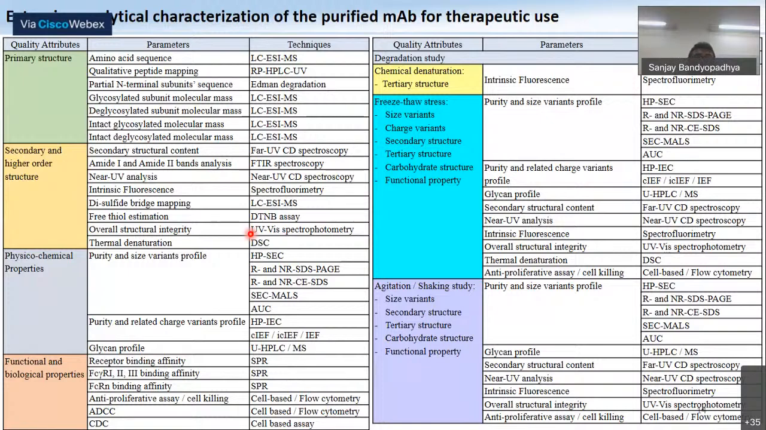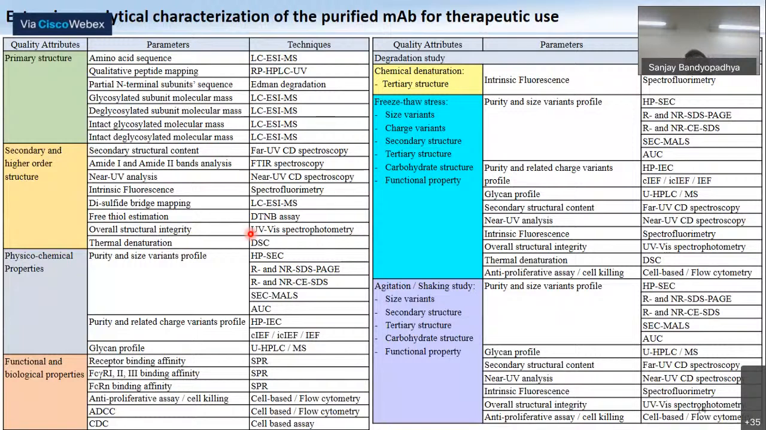Also, you have to assess the carbohydrate structure. Then, of course, the functional and biological properties. But the list does not end here. Here I am showing the quality attributes associated with these molecules, the parameters involved in the assessment of their properties, and the techniques involved in assessing those properties.